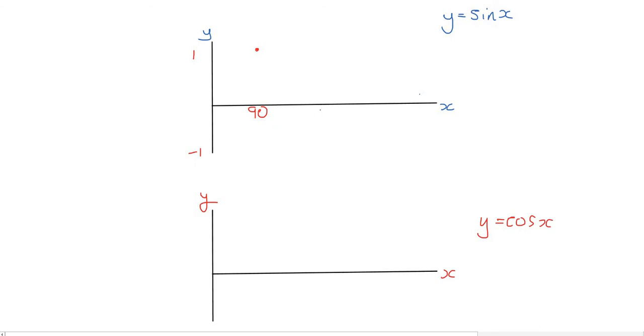Okay, when we get to 180, the value of sine is 0. When we get to 270 degrees, the value of sine is -1. And when we get to 360, the value is 0. Finally, the value when x is 0 is 0. Okay, so the graph looks something like this, hopefully if I can draw it correctly.